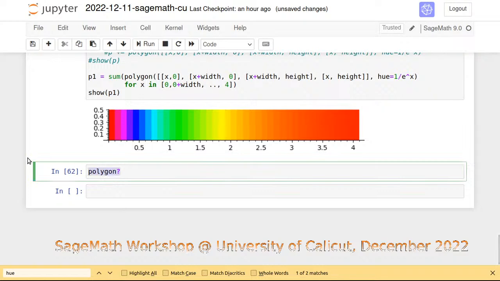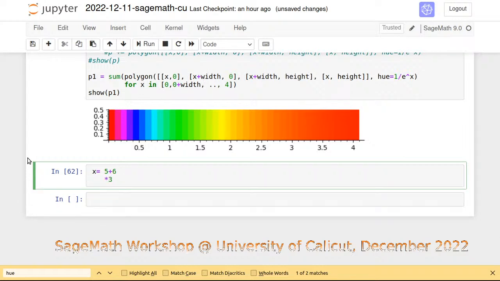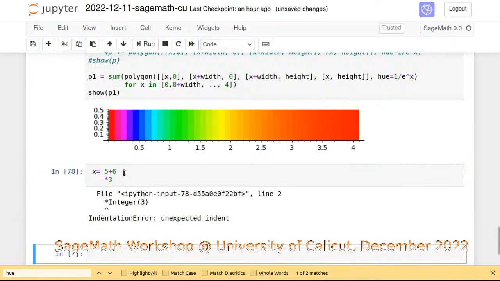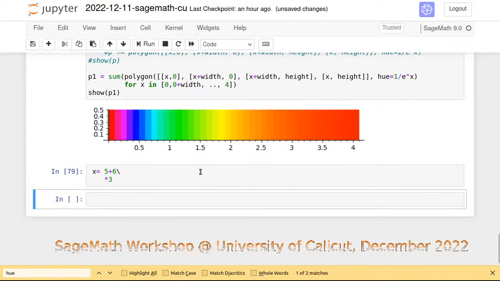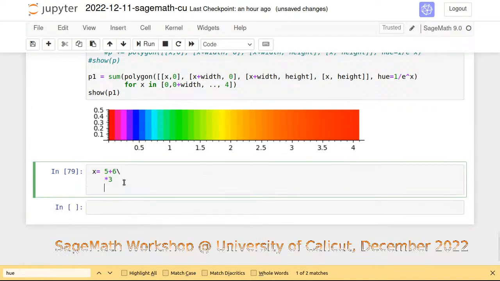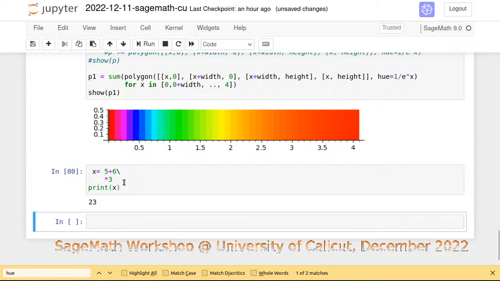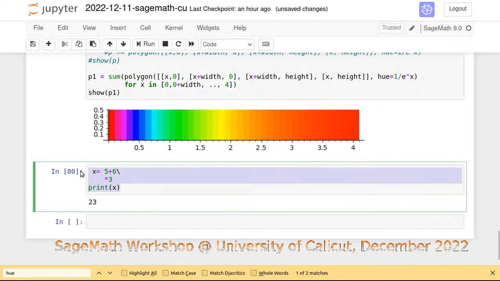For example, suppose that I am typing x equal to 5 plus 6 and star 3. That actually gives me an error. But if I put this and print x, it's giving the answer. Thank you. This is used for making Sage understand that you are not actually breaking the line, you are suppressing the line break basically. You are trying to break the line, but at the same time you do not want Sage to consider it as a line break. So this is a kind of escape character.